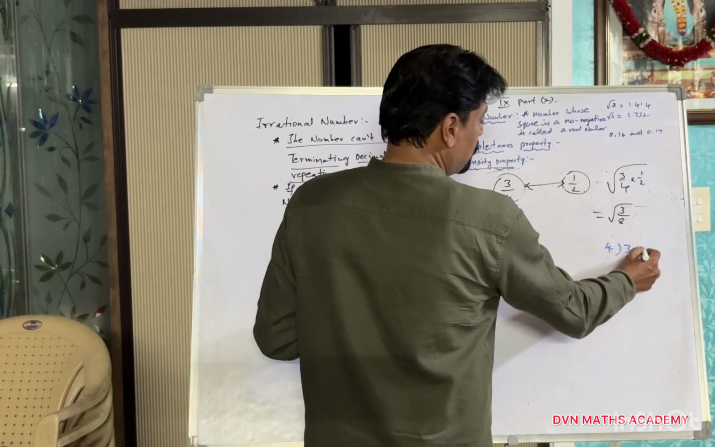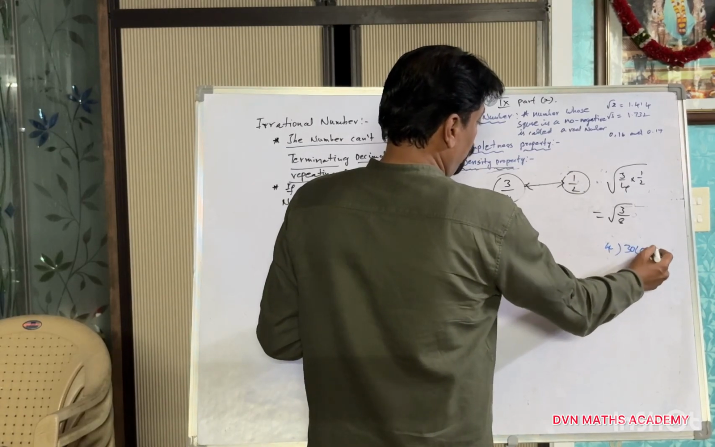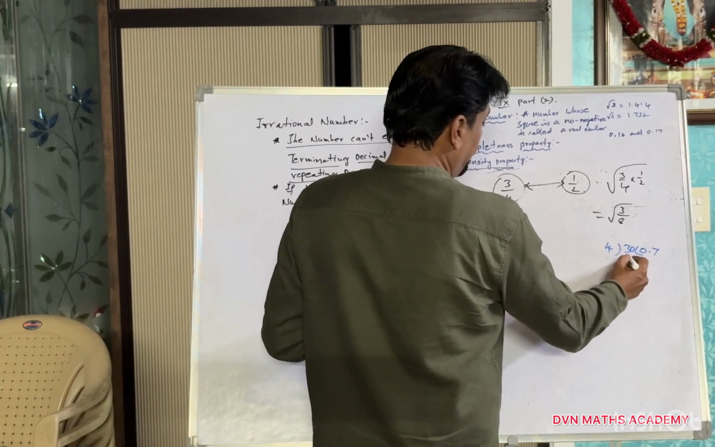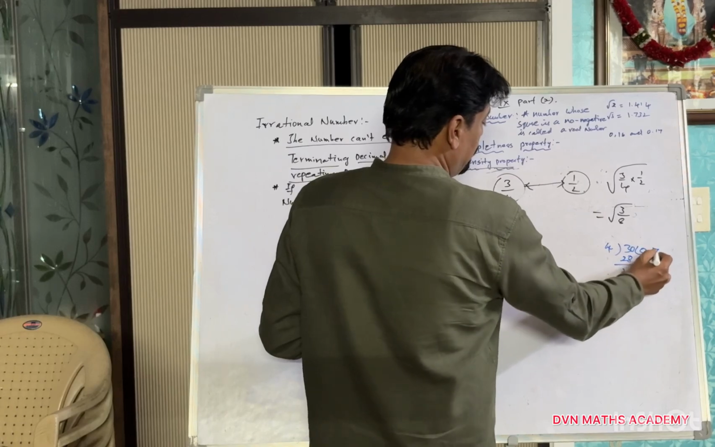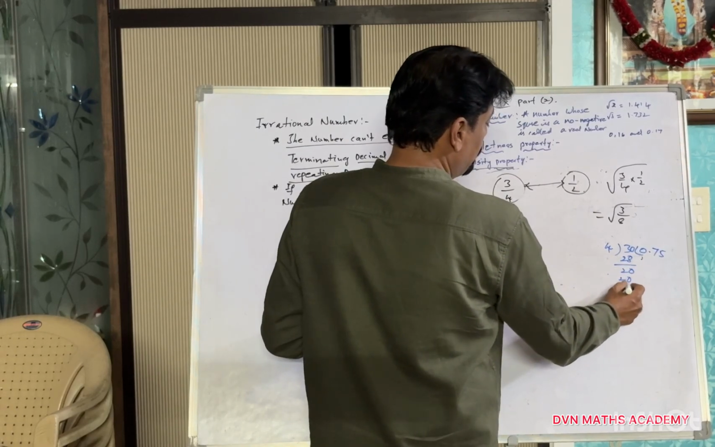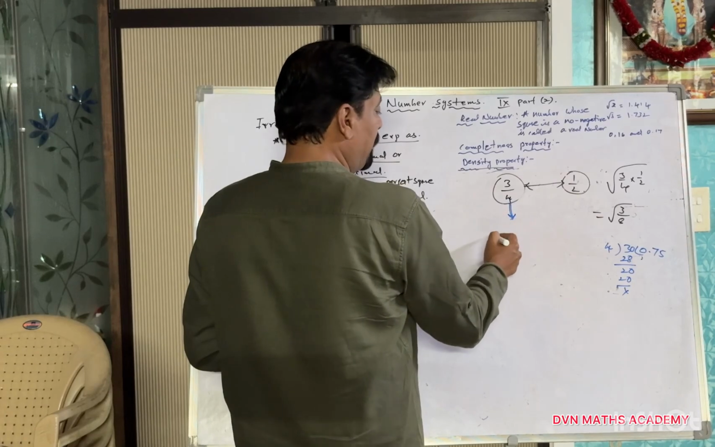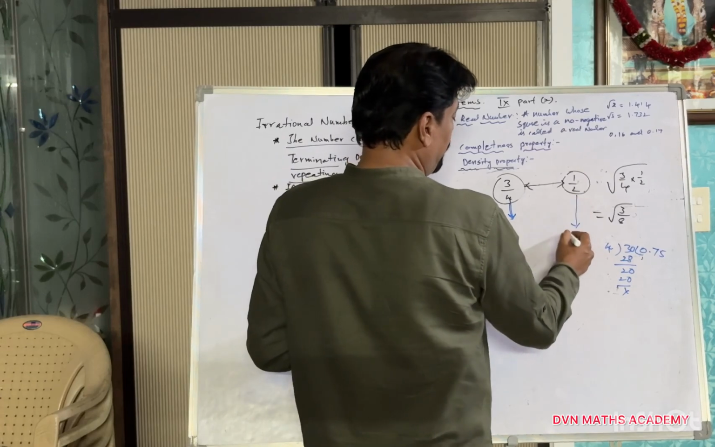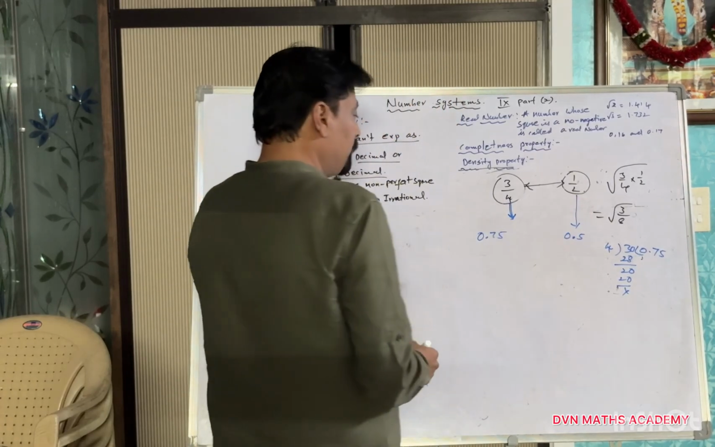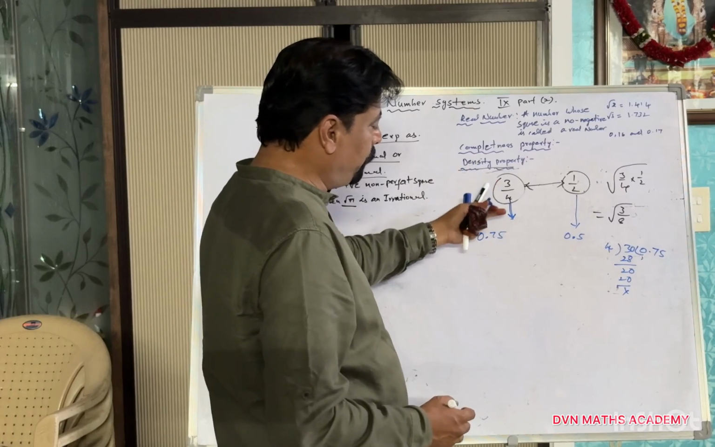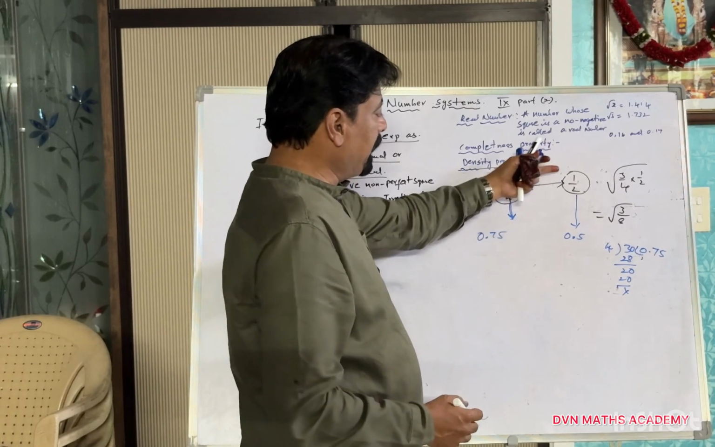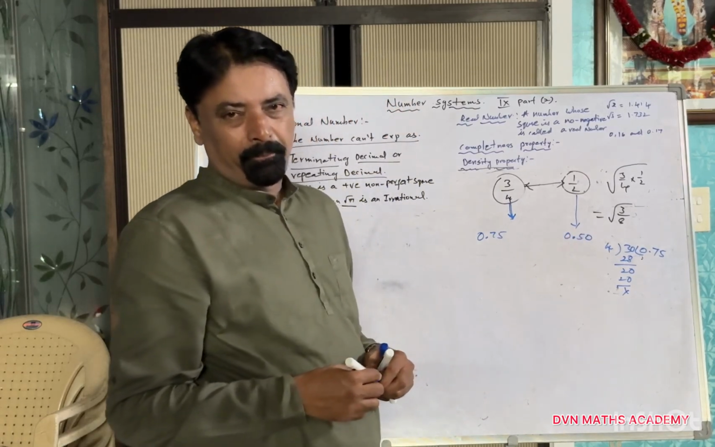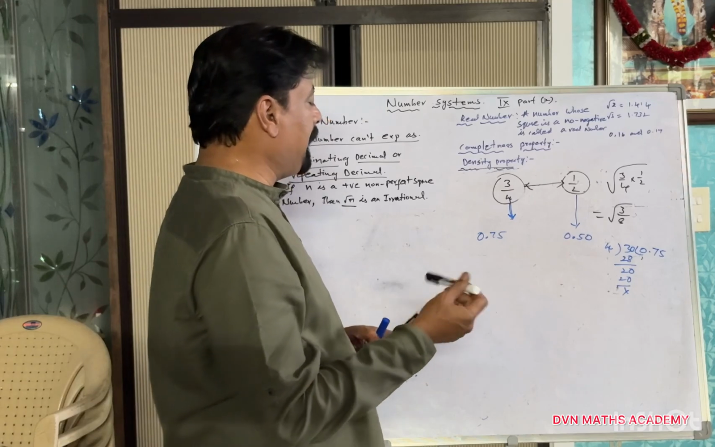4 into 30: 4 eights are 32, 4 sevens are 28, and 2 will come again. 4 fives are 20, so 0. So the decimal value of 3 by 4 is 0.75. The decimal value of 1 by 2 is 0.5. You can write it as 0.50 also. Now, what I am doing is writing some numbers.